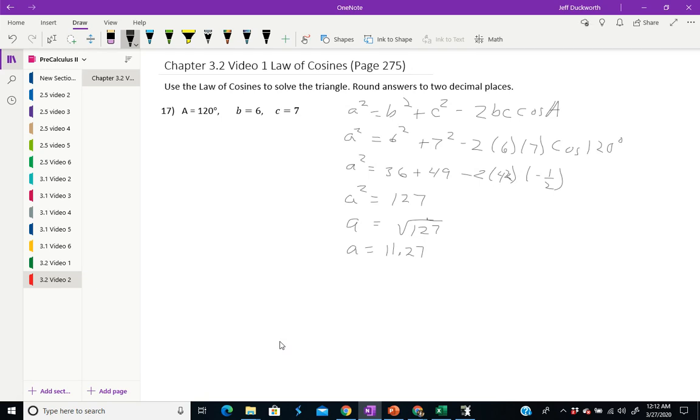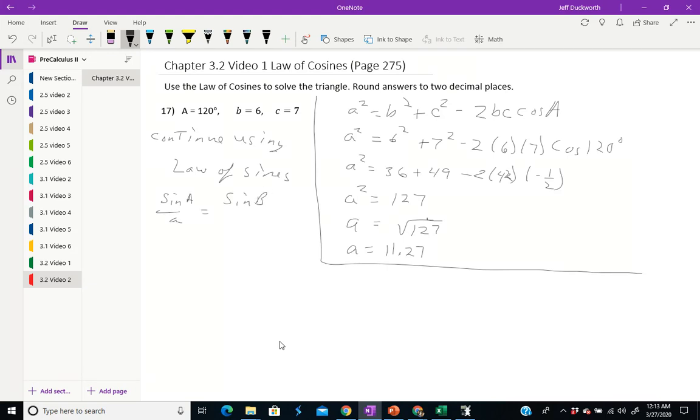And that is that. Now we can continue again using the law of cosines, but as we did in the previous problem, I'm going to go with the law of sines here. So we have the angle and side for a, so we can choose either one. We've got b next. It's smaller. I'll choose b, I guess. So we know that sine of A over a equals sine of B over b.